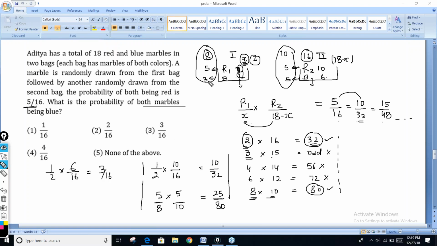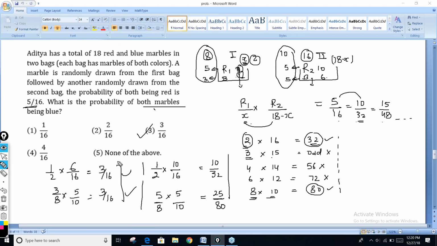Look at the second case. Second case is 3 by 8 into 5 by 10. What is the answer? That is 1 by 2. Again comes out to be 3 by 16. So take any of the cases, the probability of getting blue marbles is 3 by 16. That is the answer.